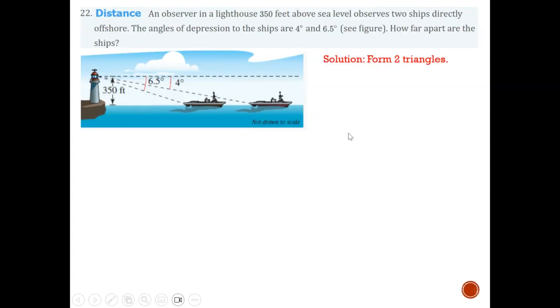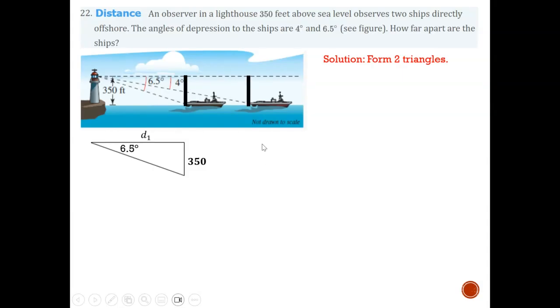So for the solution, guys, I'm going to form 2 triangles. Right, this is my first triangle. Because that's 350, this also has to be 350. So get this triangle and put it down here. This is 350. The theta is going to be 6.5. And this is right, because this distance is the same as this one up here. So let's call this D1.